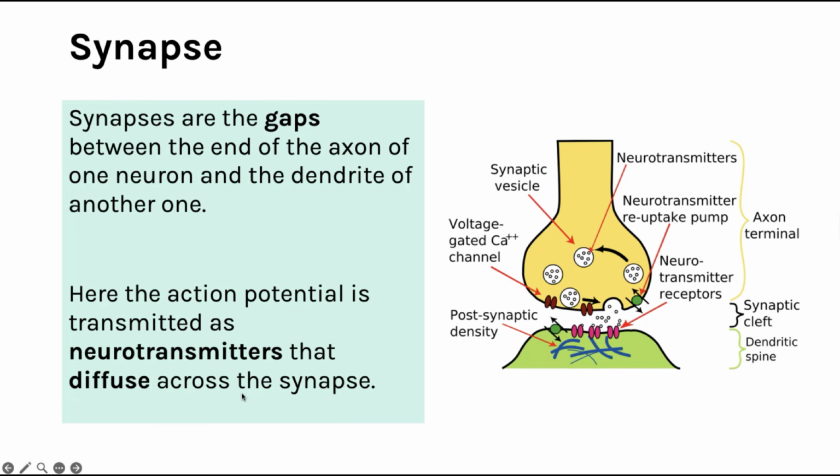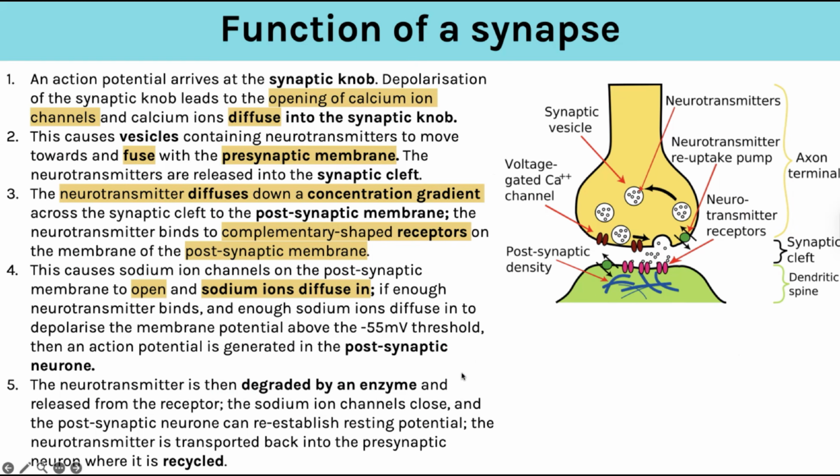A synapse is the gap between the end of the axon of one neuron and the dendrite of another. And that is where the action potential is then transmitted as neurotransmitter that diffuses across the synapse. This here is the whole process of what happens at a synapse. This is worth pausing, screenshot, and you can turn it into a flow diagram or mind map, because this would be a long answer question.